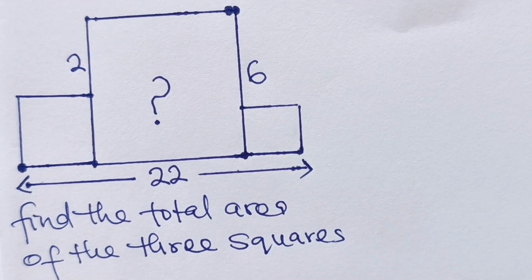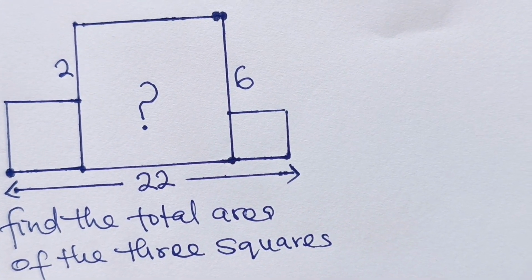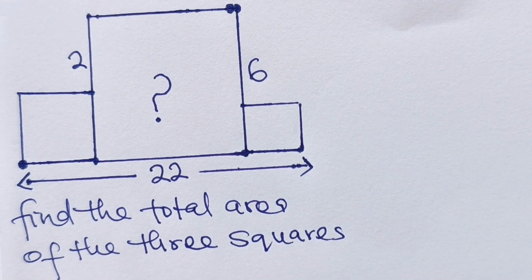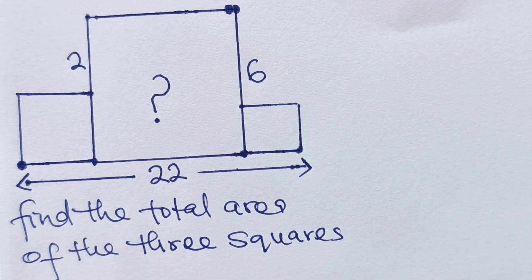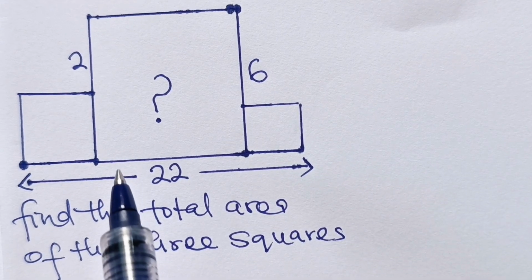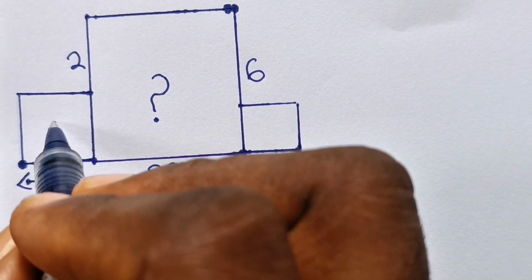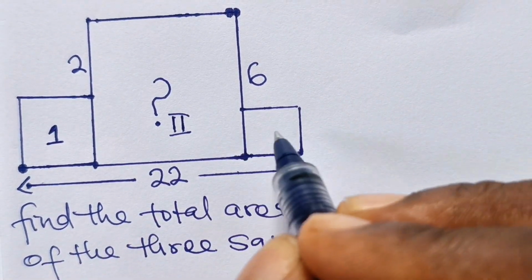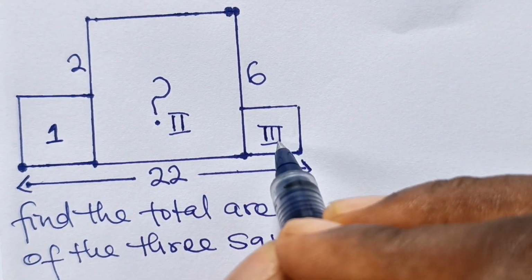Hi amazing friends, today we are asked to find the sum of the areas of the three squares. First of all, we have three squares. Let's assume they are all squares because this is not drawn to scale. Let's call this the first square, this the second square, and this the third square.